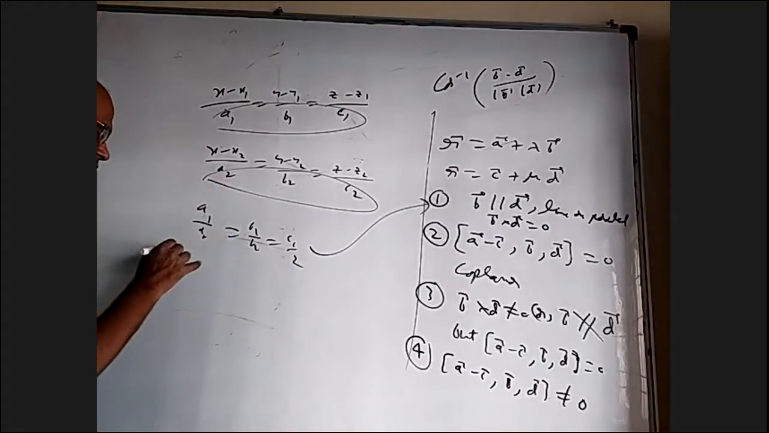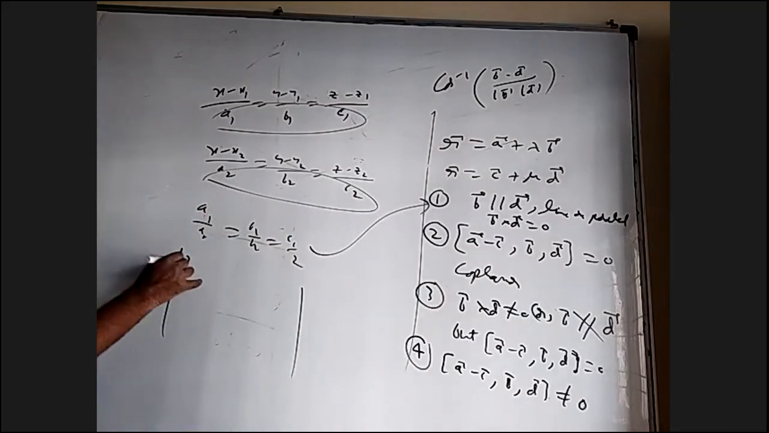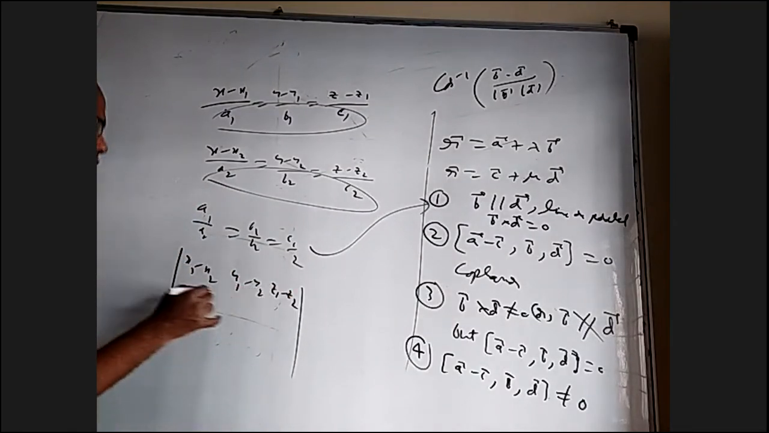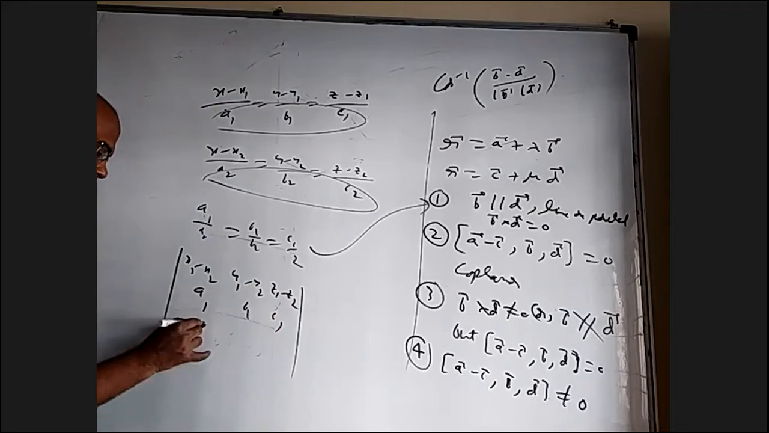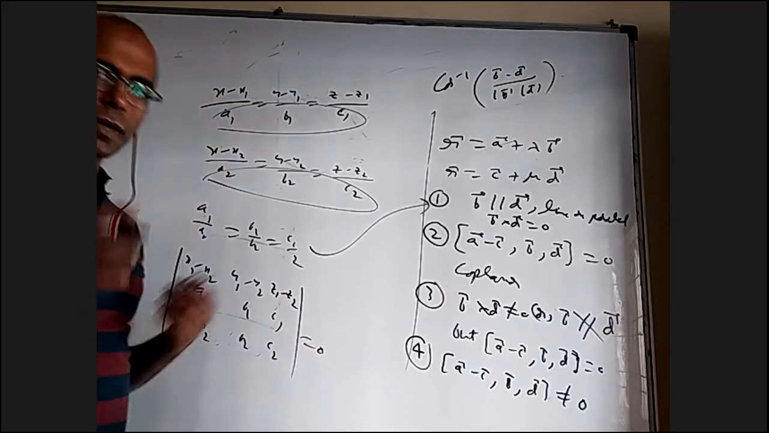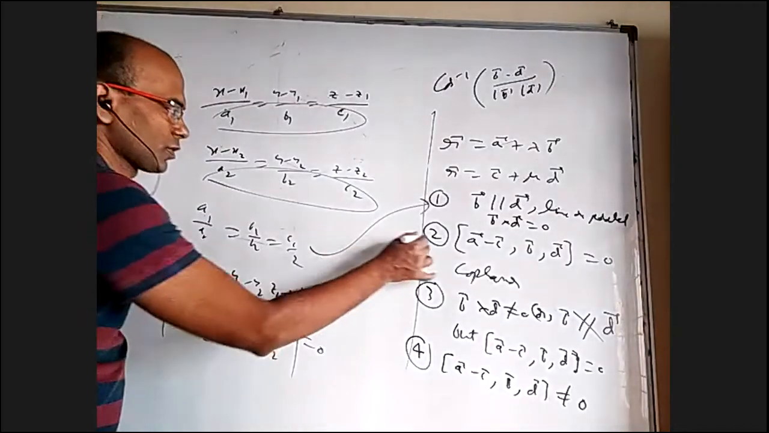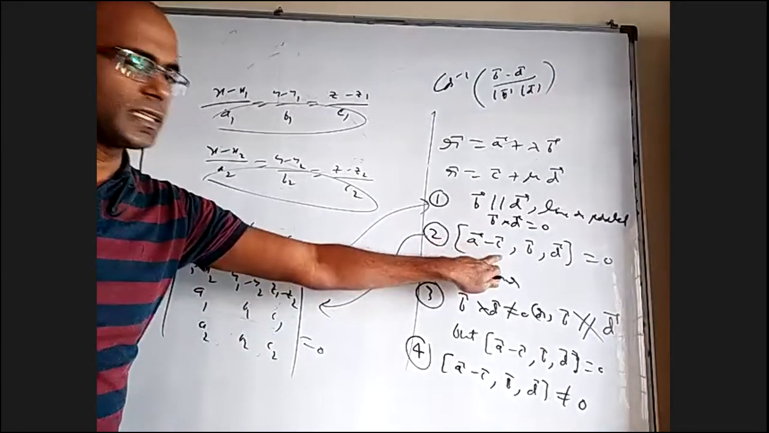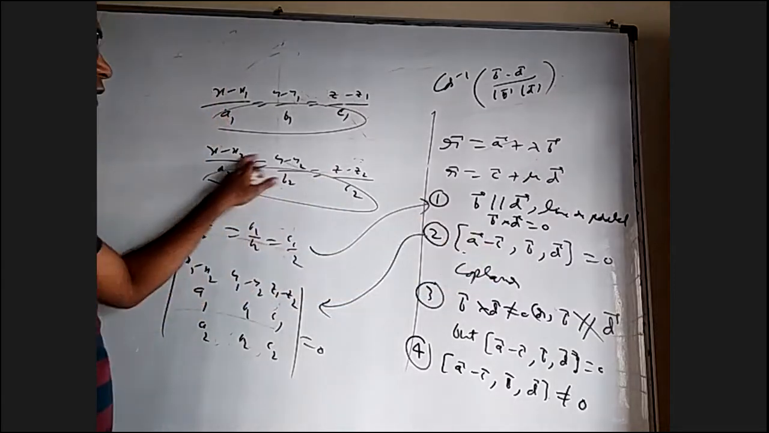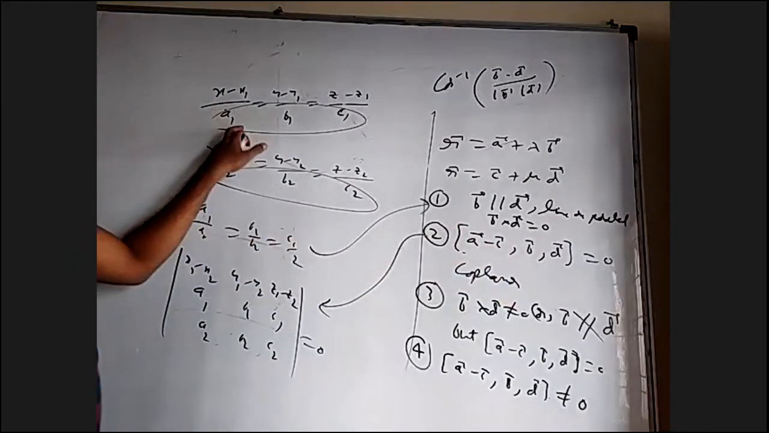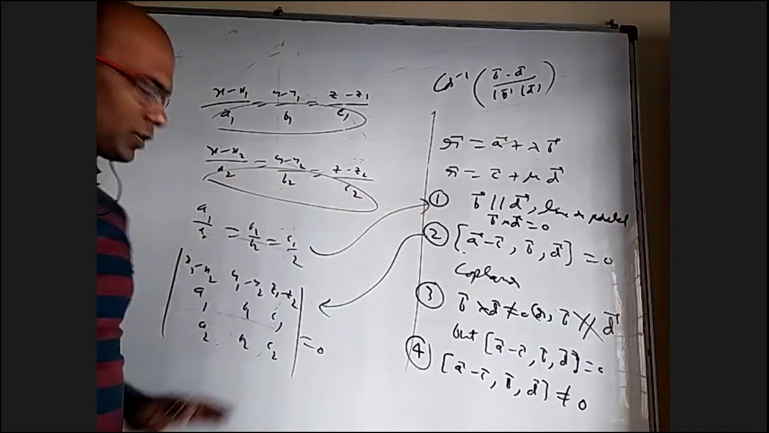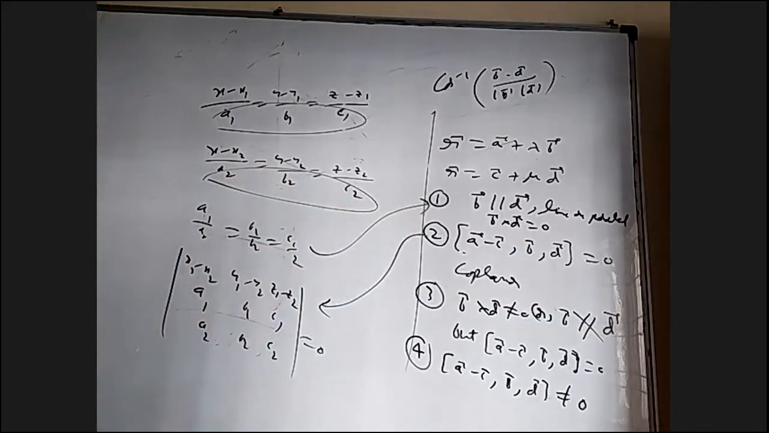For this also there is a determinant: X1 minus X2, Y1 minus Y2, Z1 minus Z2; A1, B1, C1; A2, B2, C2. If it is 0, they are coplanar lines. They may be parallel, they may be intersecting, based on this. That A minus C, A bar means the numerator point here, X1, Y1, Z1. C bar is this point, X2, Y2, Z2. B bar is A1 i plus B1 j plus C1 k. D bar is exactly A2 i plus B2 j plus C2 k. So this and this are the same.